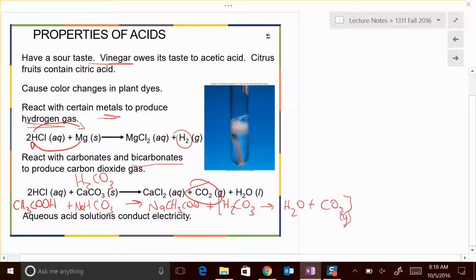So if any of you have ever done the famous volcano, right, that everybody does for science fairs or whatever, they use vinegar and baking soda in there, because all that carbon dioxide gas that's produced just kind of creates that situation where it's foaming out, right? Because of all the gas that's coming out with it.